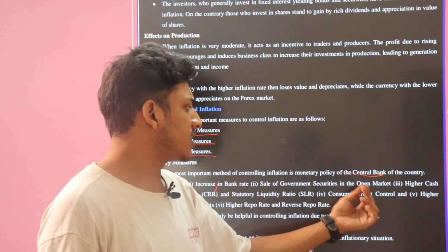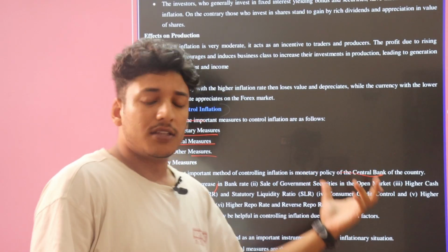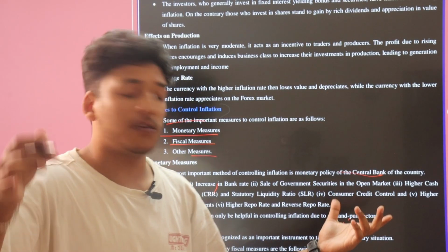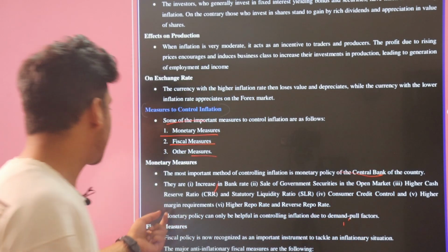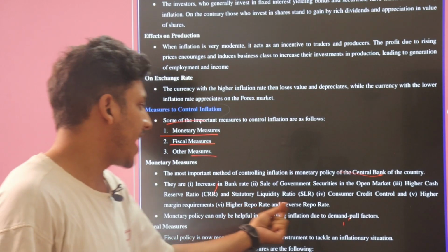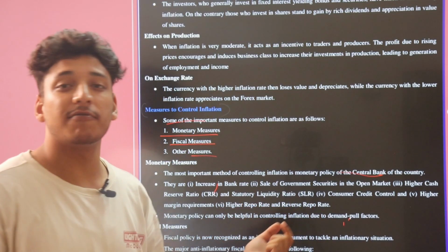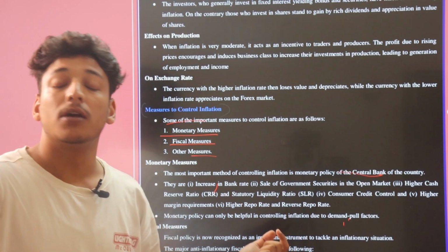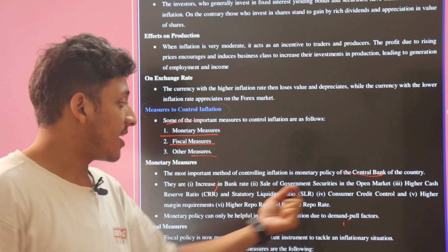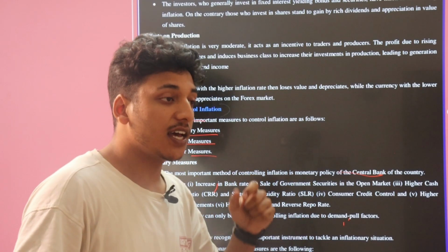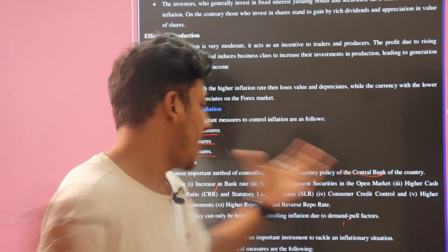Consumer credit controls. It means they can work on the interest of the payment. High margin requirement, high repo rate and reverse repo rate. Repo rate is the rate at which the RBI gives loans to the banks, and reverse repo rate is the rate at which the RBI takes loans from banks.